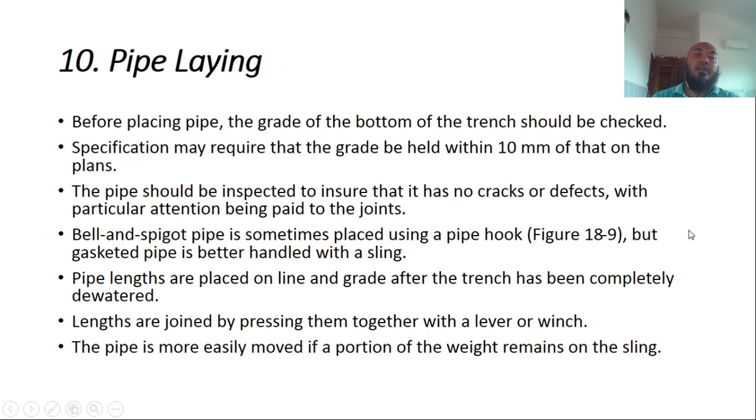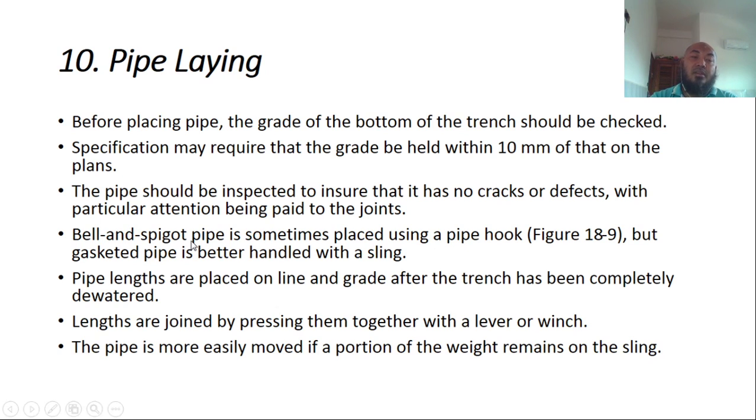Pipe laying. Before placing pipe, the grade of the bottom of the trench should be checked, and the specification may require the grade be held within 10 millimeters of that on the plan. The pipe should be inspected to ensure that it has no crack or defect, with particular attention being paid to the joint.